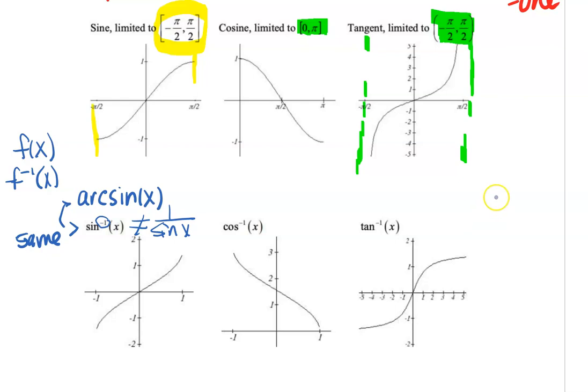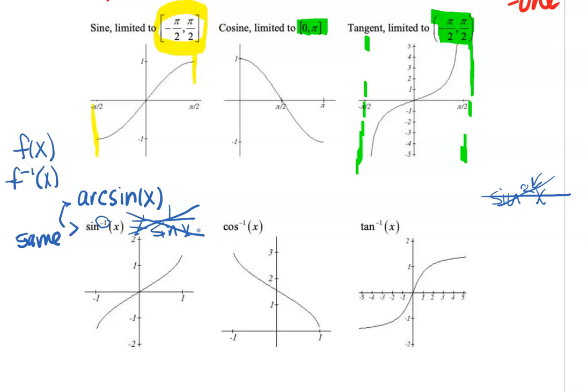Typically, when we have sine squared x, we like to put exponents right here. But in the case of inverses, this little -1 does not mean 1 over sine x. So do not try to switch it around. It is an arc sine, and if it makes you feel more comfortable and less likely to manipulate it incorrectly, then write arc sine, ARC, before it.